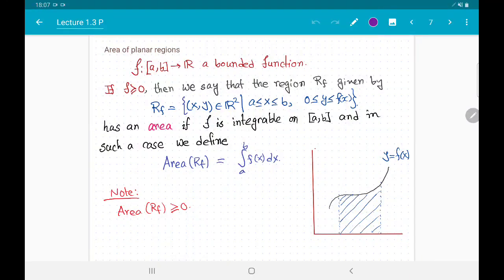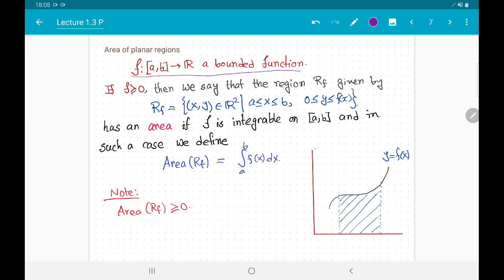Welcome back. In this very short video, we just come back to the notion of area of planar regions that we started our story with. So again, we have in our mind the running assumption on functions that we are concerned with, that is f is a real valued bounded function on a closed interval ab.